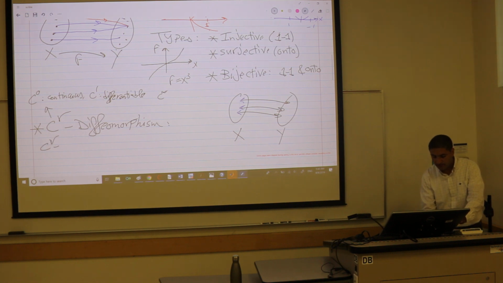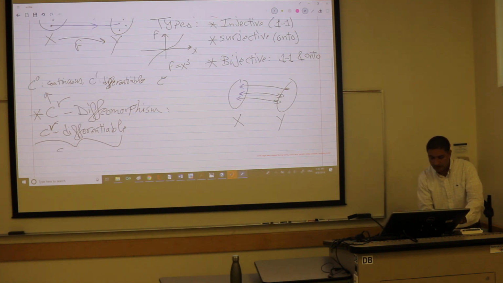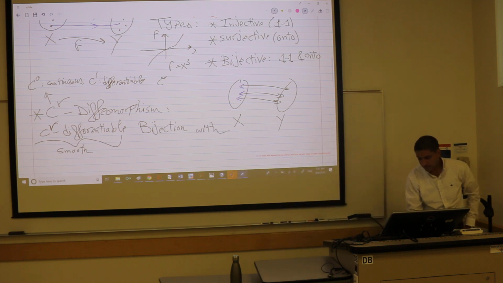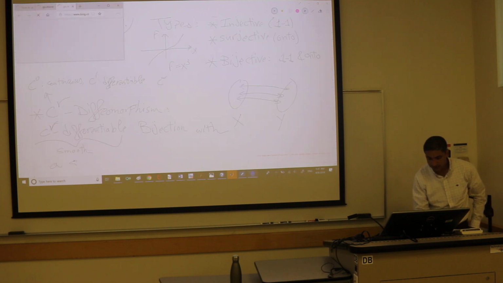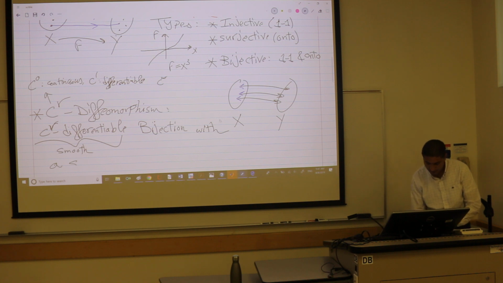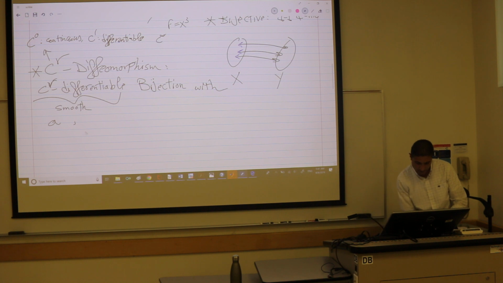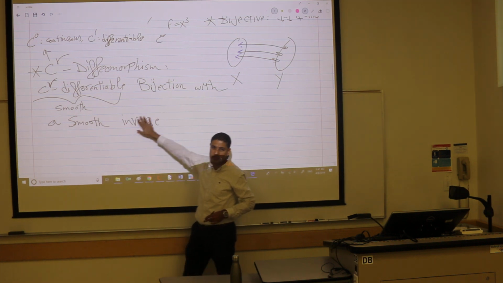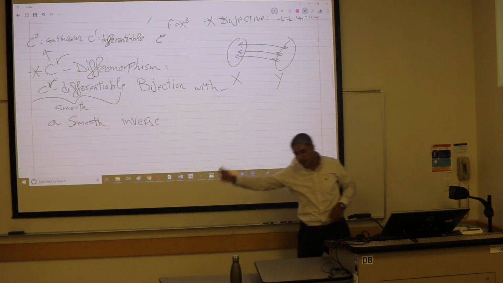So first of all, it has to be C^r differentiable, so it's a smooth function. I will use C^r differentiable and smooth interchangeably in this course. Okay? So it's a smooth function, it's also a bijection. So it's one-to-one and onto, every point maps uniquely to a single point. And it has a smooth inverse. Okay? So yes, bijection is sufficient to have an inverse, but the inverse is not necessarily smooth.